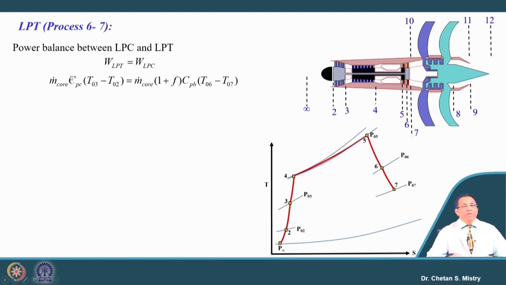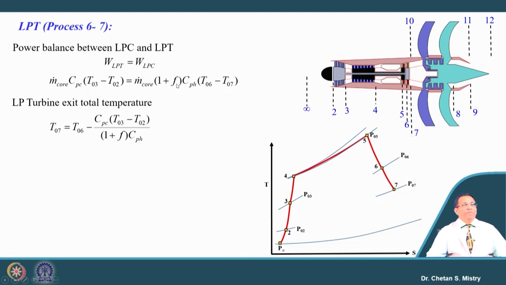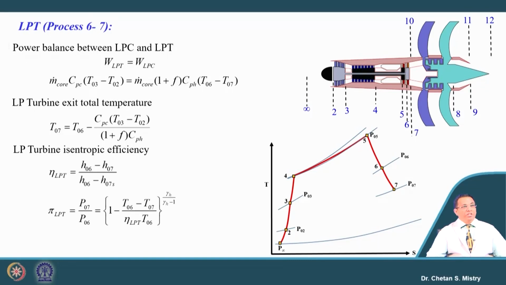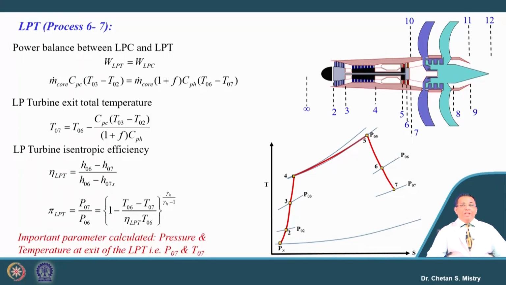On the left hand side what we have written is my LP compressor work, and on the right hand side I have the LP turbine work. Okay. So, if we put this equation in, we will be able to calculate the total exit temperature from the LP turbine. We can calculate the pressure at the exit of the LP turbine based on the pressure ratio equation, which is correlated in terms of temperature and our isentropic efficiency. Okay. This way we can locate our point 7. At point 7 we can calculate the total pressure and total temperature.